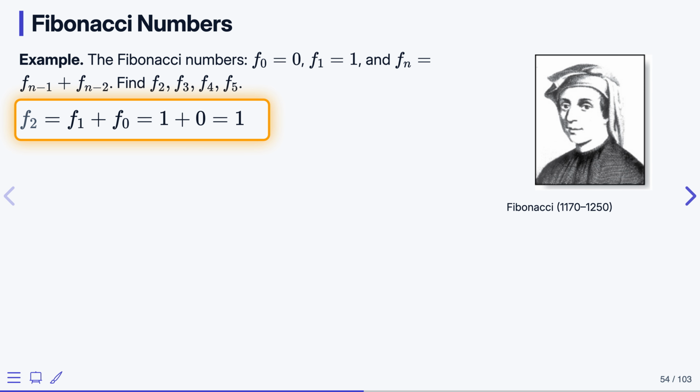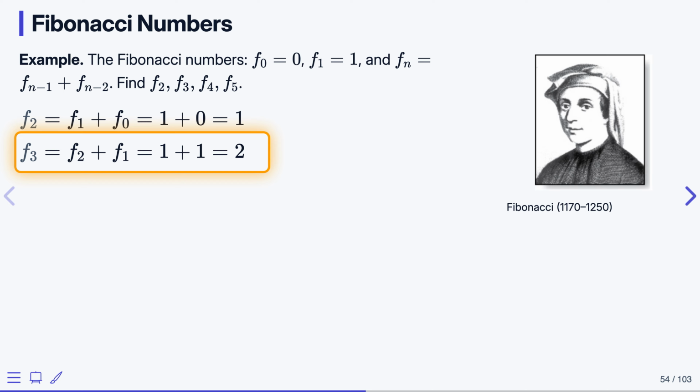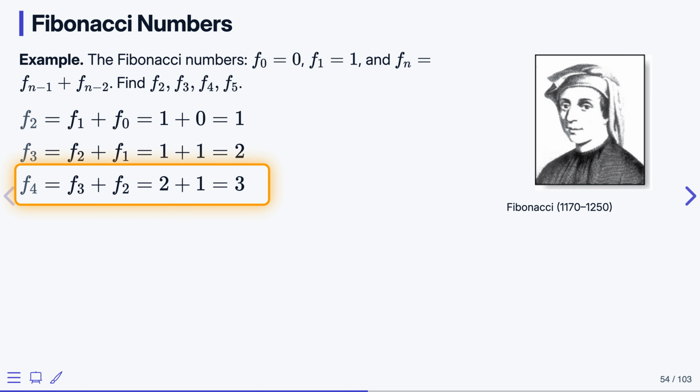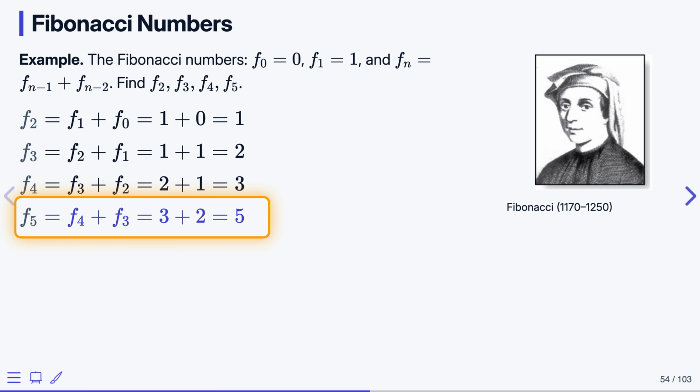So F sub 2 is F sub 1 plus F sub 0. That is 1 plus 0, which is 1. F sub 3 is F sub 2 plus F sub 1. That is 1 plus 1, which is 2. F sub 4 is F sub 3 plus F sub 2. That is 2 plus 1, which is 3. F sub 5 is F sub 4 plus F sub 3. That is 3 plus 2, which is 5.